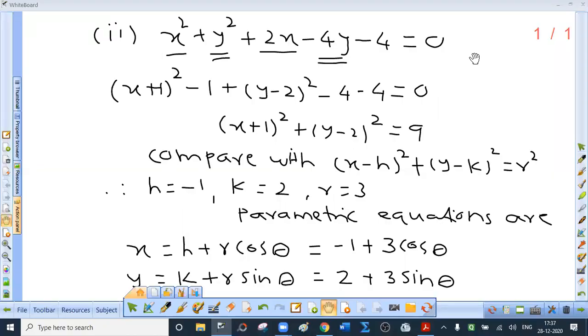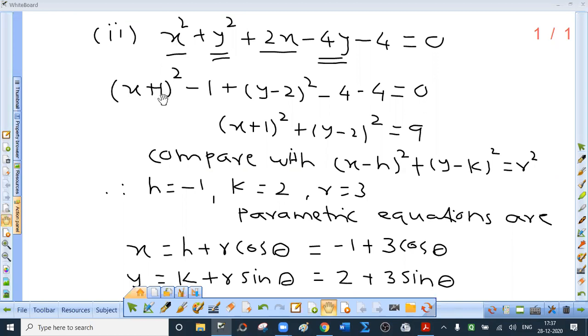Second, circle equation is given in general form, x square plus y square plus 2x minus 4y minus 4 equal to 0. We have to write this equation in which form? Center radius form. Let me explain. Consider terms in x. X square plus 2x. This can be square of x plus 1 only.